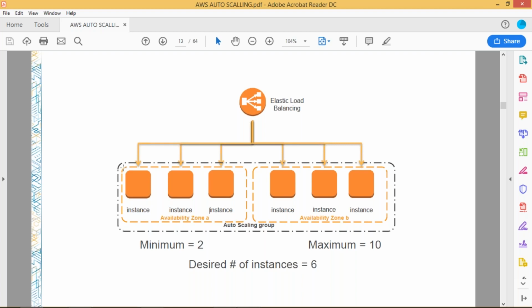So the availability set, if you're talking about the black box, this is the auto scaling, right? Inside this auto scaling is your availability zone, and in the availability zones you have created some instances, right? And this availability group you have added on the elastic load balancer.